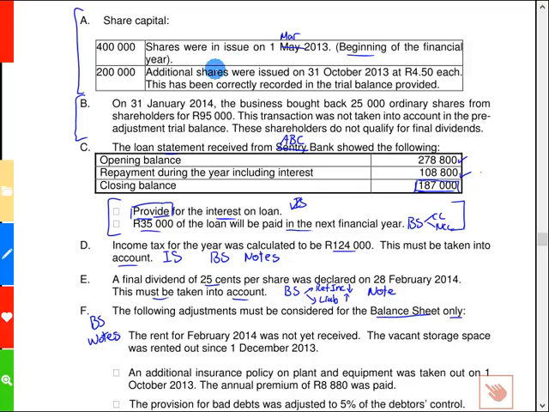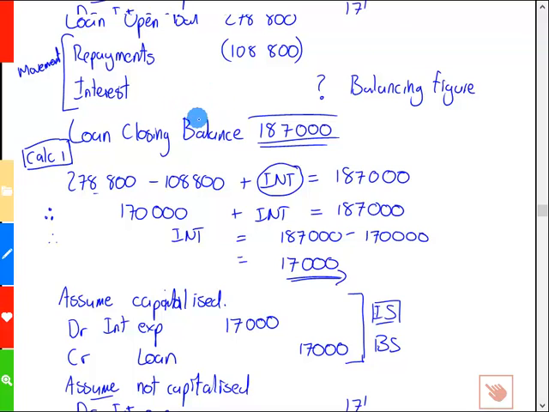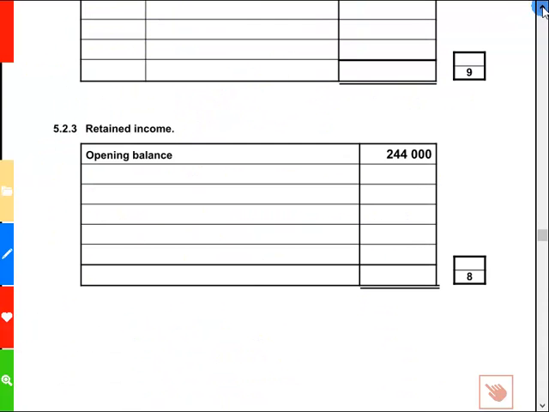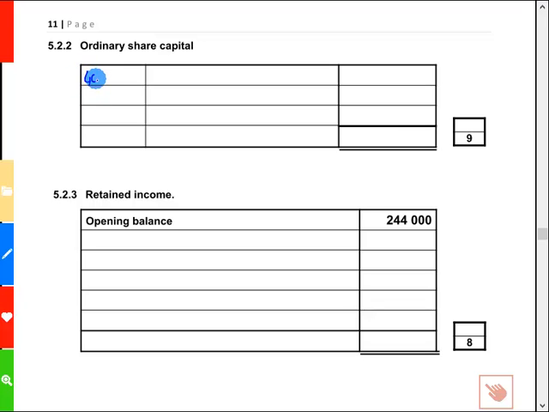So if we go to our notes, we know that in our ordinary share capital note, we have to start off with the number of shares in issue, which is 400,000 ordinary shares on 1 March 2013. No. You don't put that in the actual ordinary share capital. Let's put that in. Karaba has just reminded me that we have to start off with our authorized shares first.